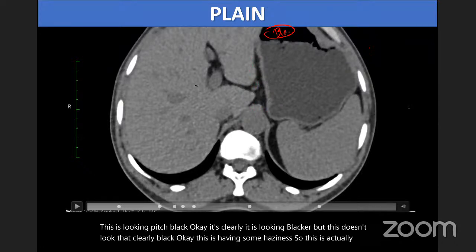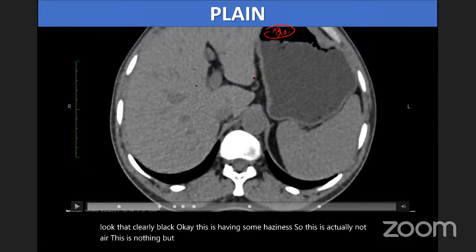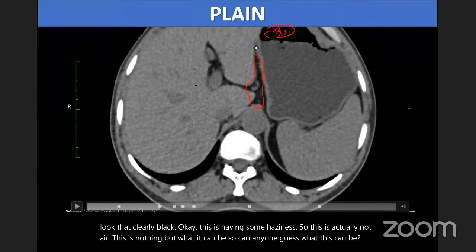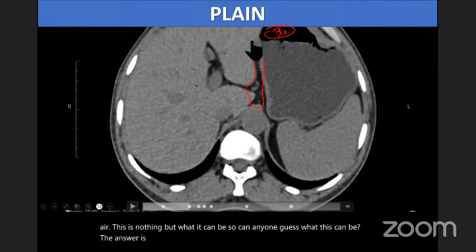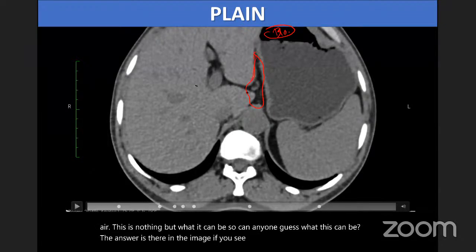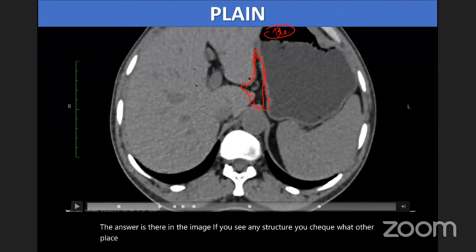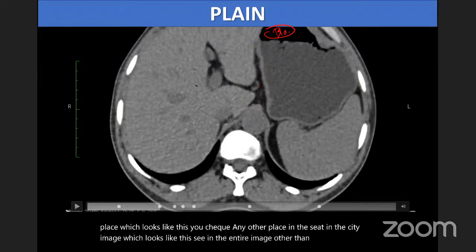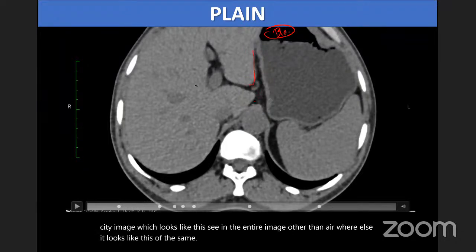So what can this be? Can anyone guess what this can be? The answer is there in the image. If you see any structure, check what other place looks like this. Check any other place in this CT image which looks like this. See in the entire image, other than air, where else does it look like this?